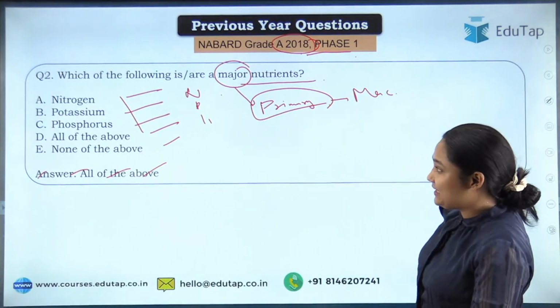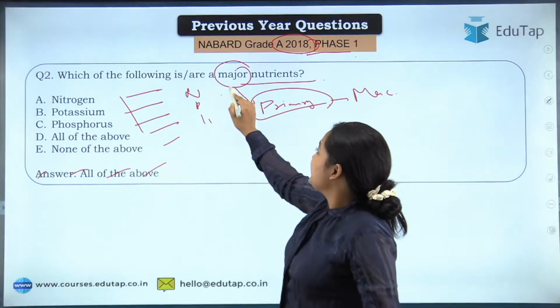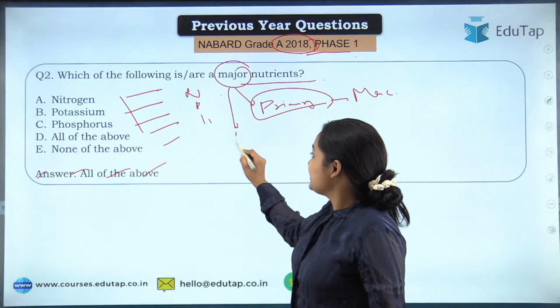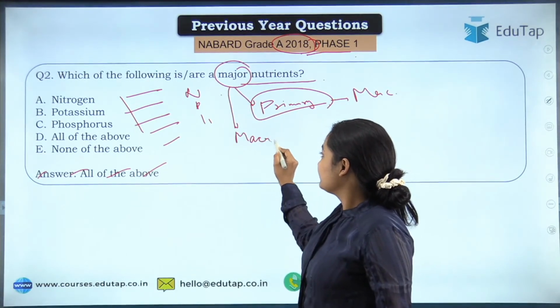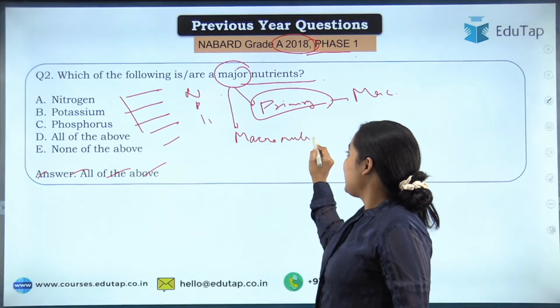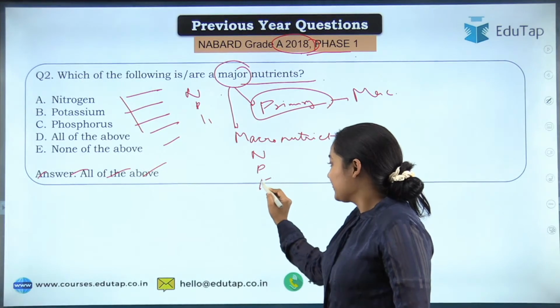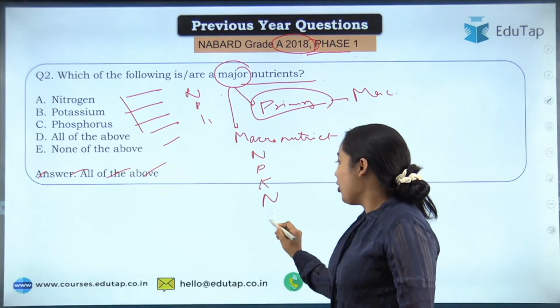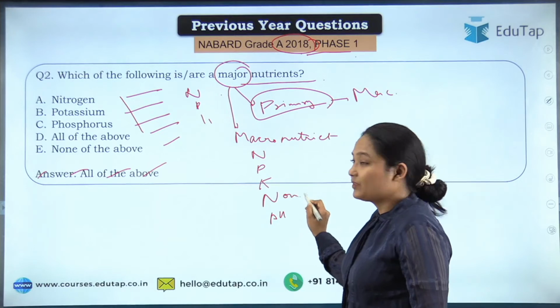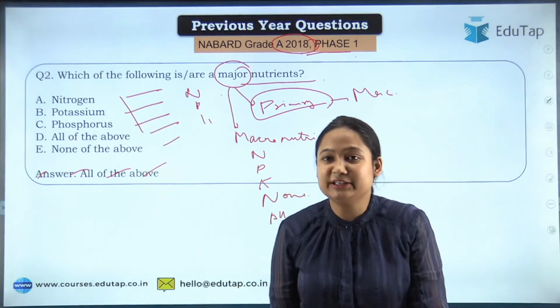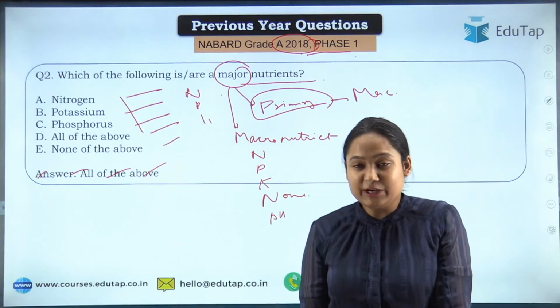So the question again I will repeat. Which of the following are, in case instead of major there was macro, macronutrient that you will have to tell. Your options are N, P, K, none of the above or all of the above. So this question I need the answer in the comment section. Do let me know.